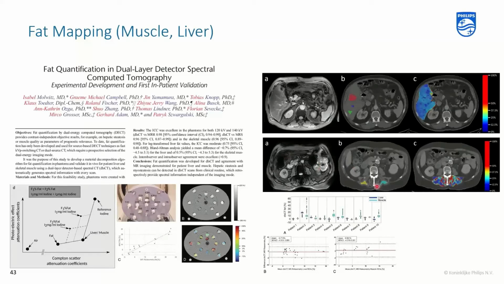This is just one study where we also looked at muscle, so now moving away from bone, looking at muscle as well. We looked at muscle fat. Again, this is a material decomposition in patients where we want to be able to distinguish between muscle tissue and fat, as well as iodine if they've taken contrast. So this was a study where we looked at patients and compared the MRI fat fraction to the CT fat fraction.